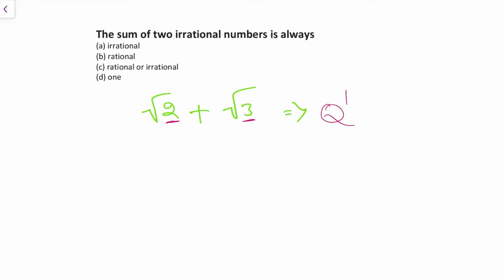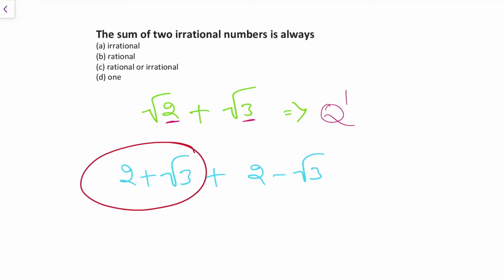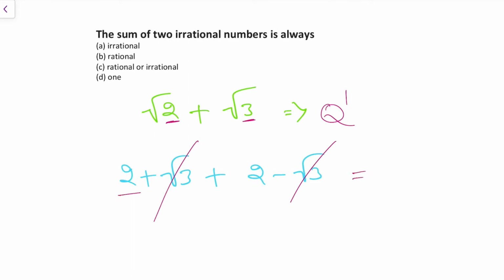Next, I am taking one more irrational number, that is 2 plus root 3, and I am adding this irrational number with one more irrational number, 2 minus root 3. Here 2 minus root 3 is an irrational number and 2 plus root 3 is an irrational number. Both the irrational numbers I am adding. So what happens? Here plus root 3, here minus root 3 cancel. So we remain with 2 plus 2, that is 4. Where 4 is a rational number.